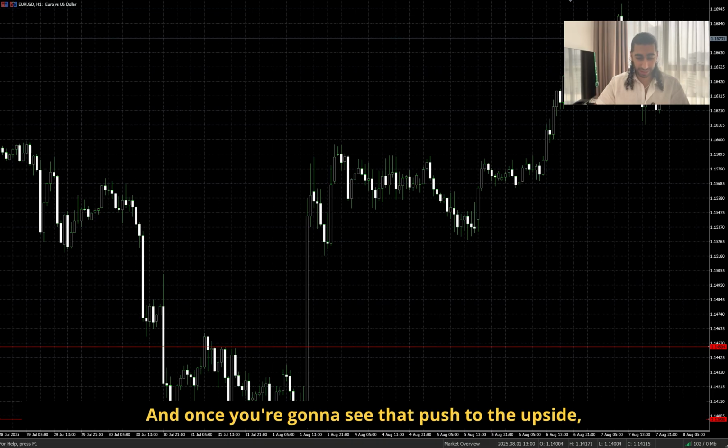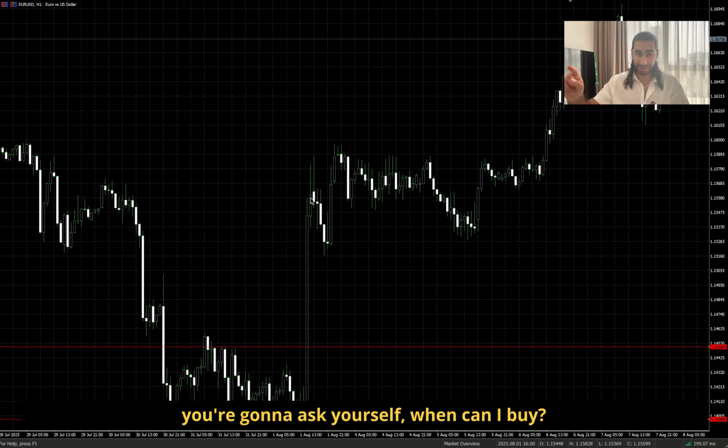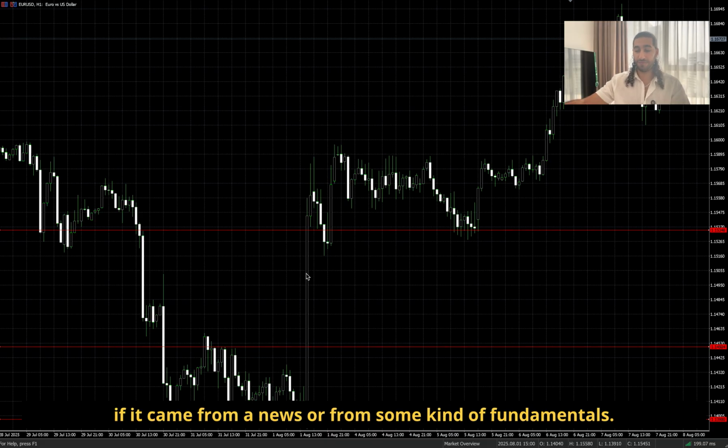And once you see that push to the upside, you're going to ask yourself, when can I buy? Because it needs power. Then you're going to start applying our knowledge, recognizing this area, what's happening here. The price pushed down. Is it a pullback? Is it a push to the downside? Is this sustainable? Does it have purpose? Okay, you'll probably decide yes if it came from news or some kind of fundamentals.